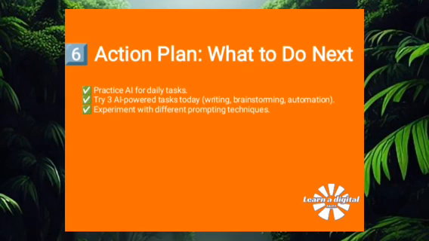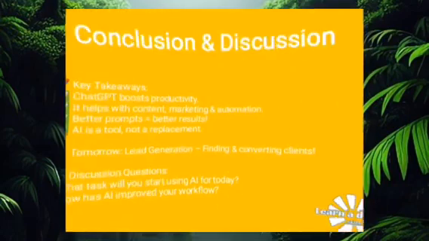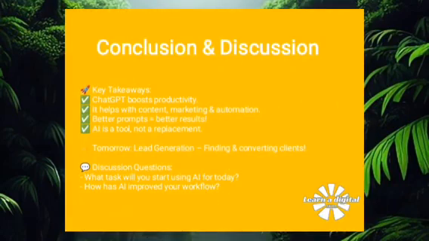All right, so the next thing is the conclusion and discussion. What you need to understand, all the things that we have learned so far: ChatGPT boosts productivity, it helps with content marketing and automation, better prompts produce better results, that's what we know. And AI is a tool, not a replacement. All right, I'm not going to talk too much, but tomorrow we are going to be talking about lead generation, finding and converting clients.